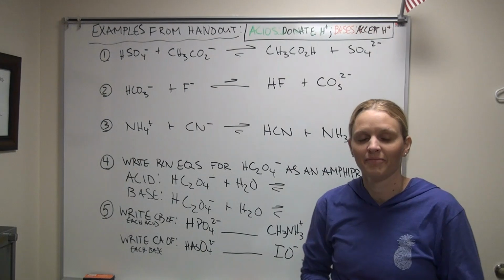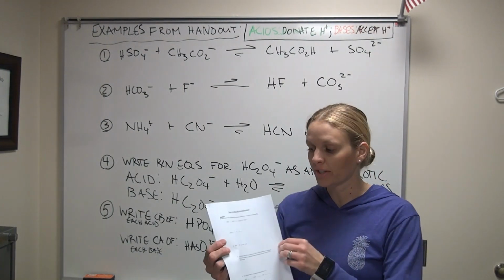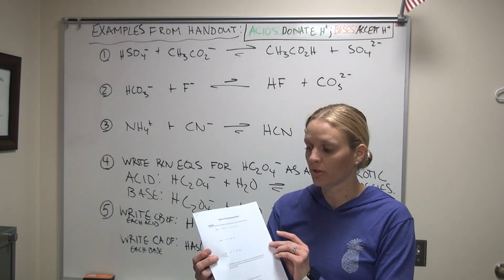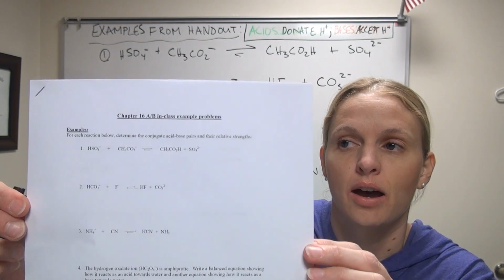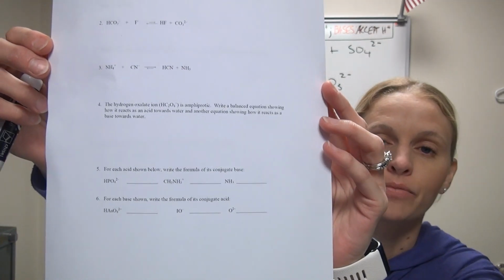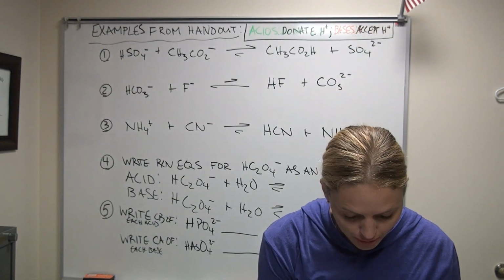Okay. All right, so now we're going to continue on with the first handout that I gave you in class from chapter 16. This is the handout that we're going to take a look at, these example problems. Okay, so we're going to work through these real quick. Just going to take a look at the first page.